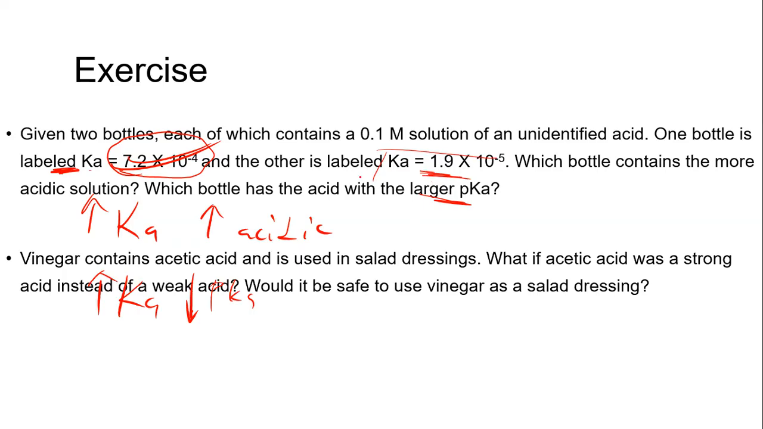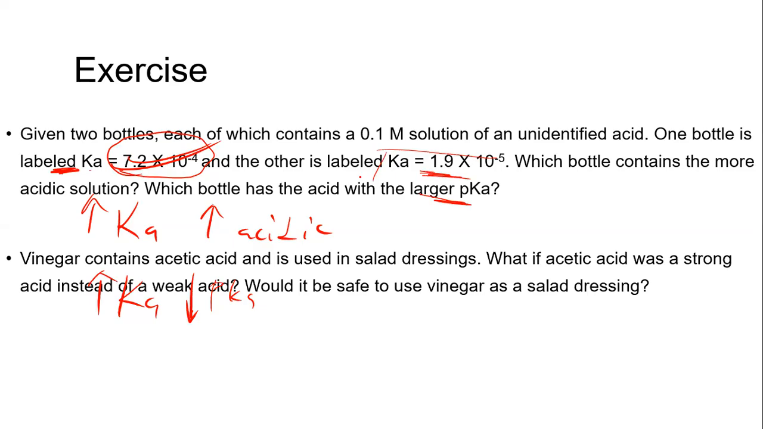Good. Now, there's another question. Vinegar contains acetic acid and is used in salad dressing. What if acetic acid was a strong acid instead of a weak acid? Would it be safe to use vinegar as salad dressing? Now, we are asking that vinegar contains acetic acid, right? Good. Now, acetic acid, we all know, is a weak acid. And then the question is that if it were to be a strong acid, would it have been safe?